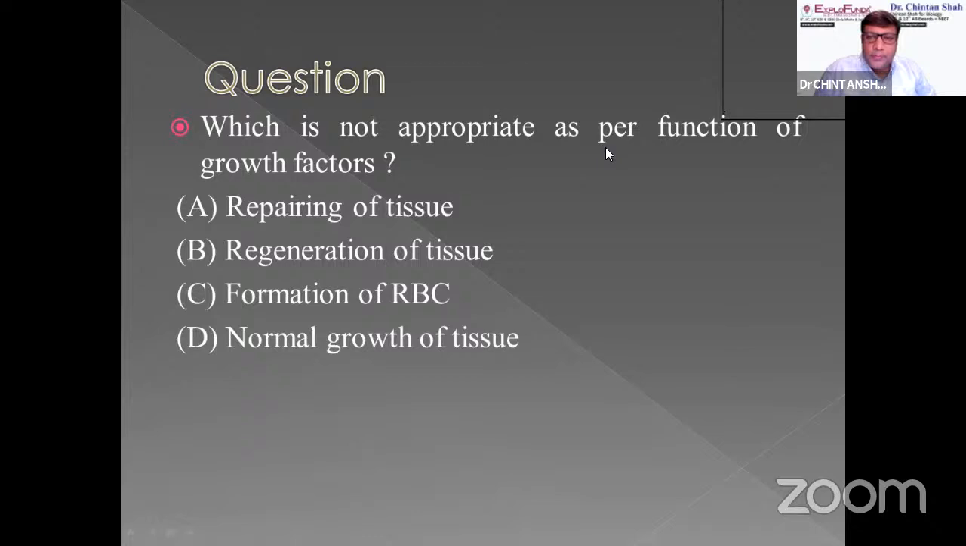Which is not appropriate as per the function of growth factors? So I think this is the sixth one. Heath had given a very good explanation that the long Henle's loop is present in the juxtaglomerular apparatus. Okay, very good. So let's go on to the next. Please read the sixth one and answer it.